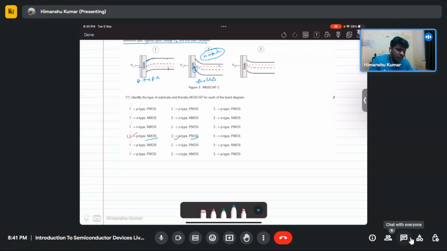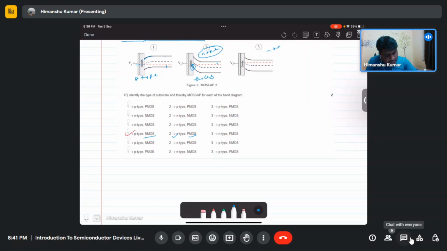Now if you see the other example, this is N type, and the interface is becoming more and more P type. So there is also inversion of holes taking place, but it is smaller compared to the second case. The third option also will be, the substrate will be N type, and this is PMOS. So the correct answer will be N type and PMOS.